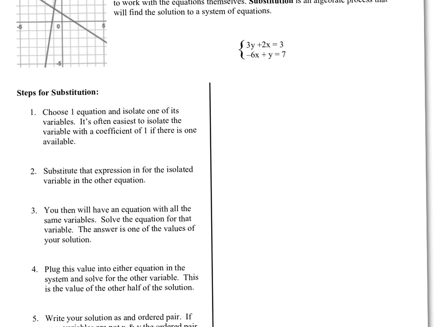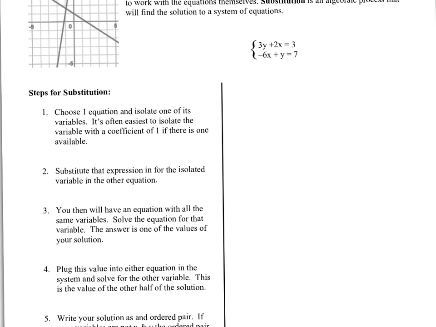Okay, so now we need to check the other one. So I'm going to have negative 6 times our x value, and our x value was negative 9/10. So negative 6 times negative 9/10 plus the y value, which we said was 1 3/5, which is 8/5. And we're going to say, does that equal 7?